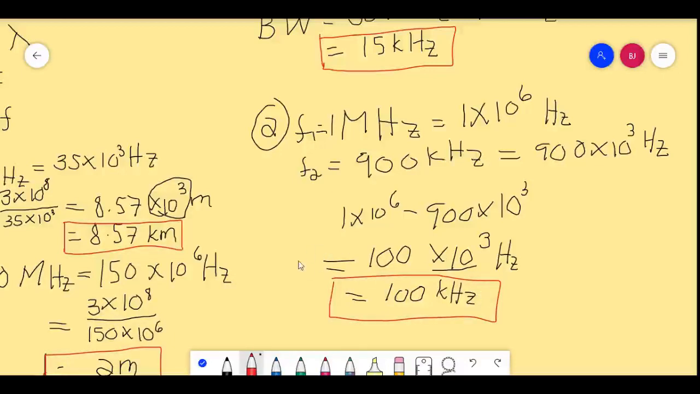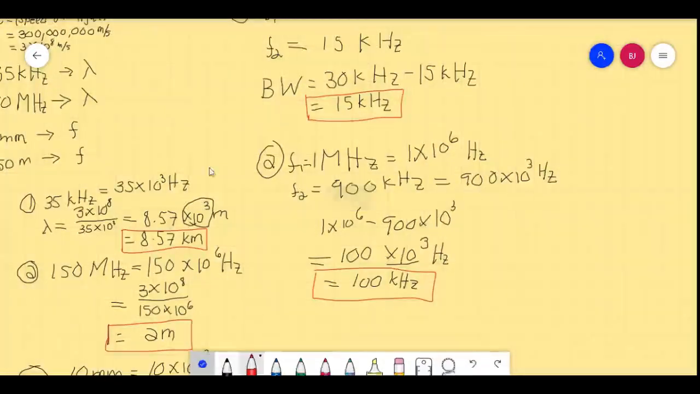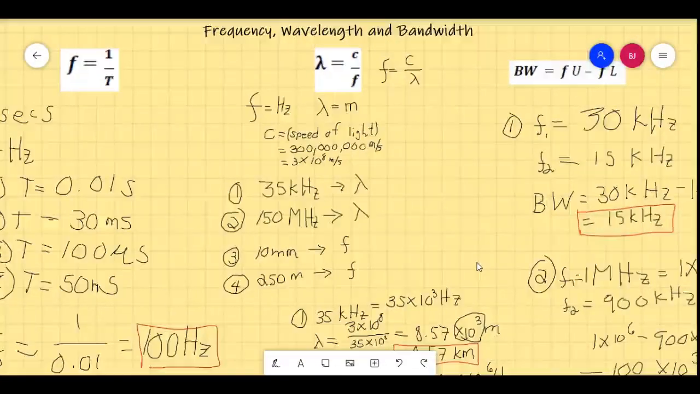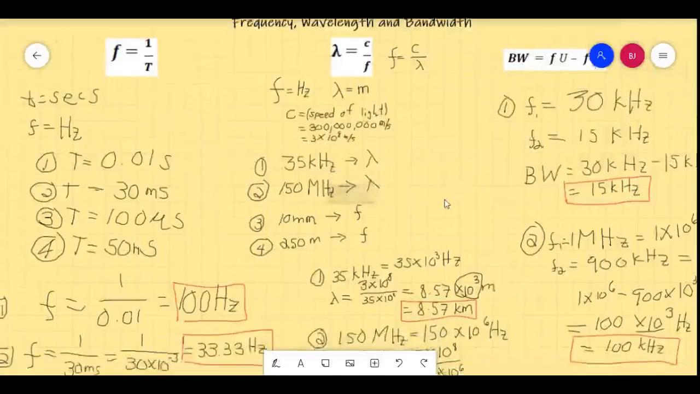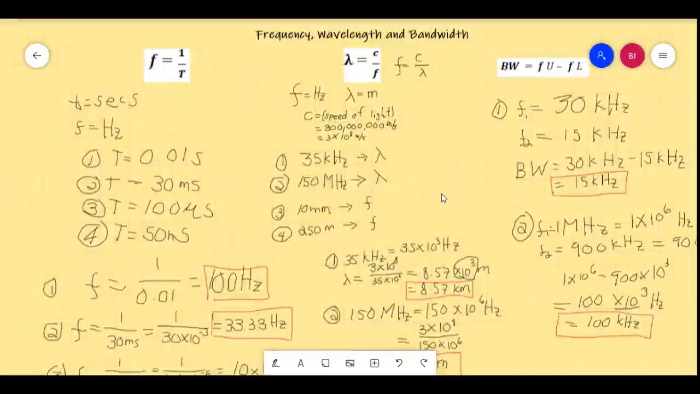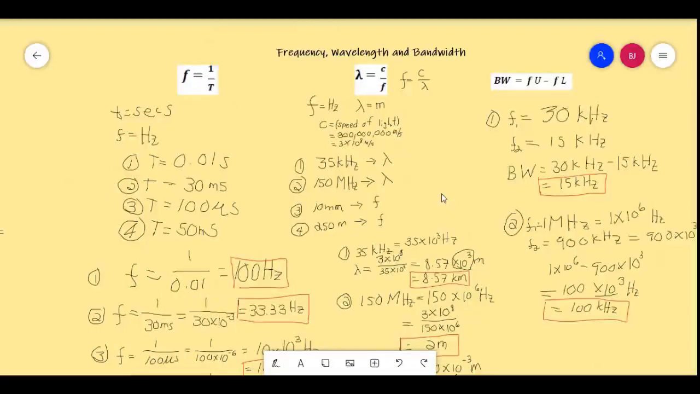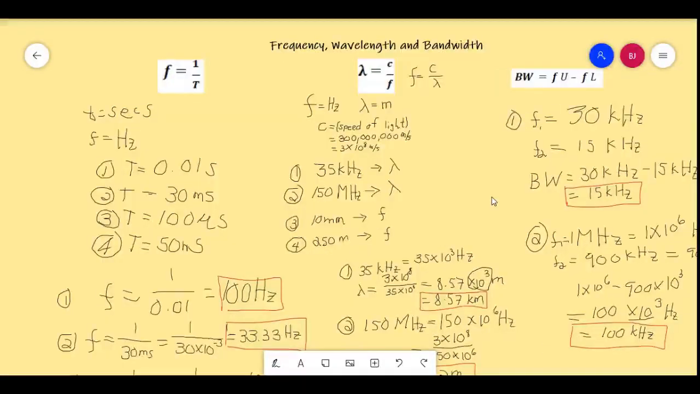So we're done with the second part of our discussion, which is about the frequency, wavelength, and bandwidth. We'll now go to the last part, in which we need to determine the gain and attenuation in its absolute value, and also show it in decibels as well. Before we go to the lecture, let's have a practice session first to see if you truly understand how to get frequency, wavelength, and bandwidth.